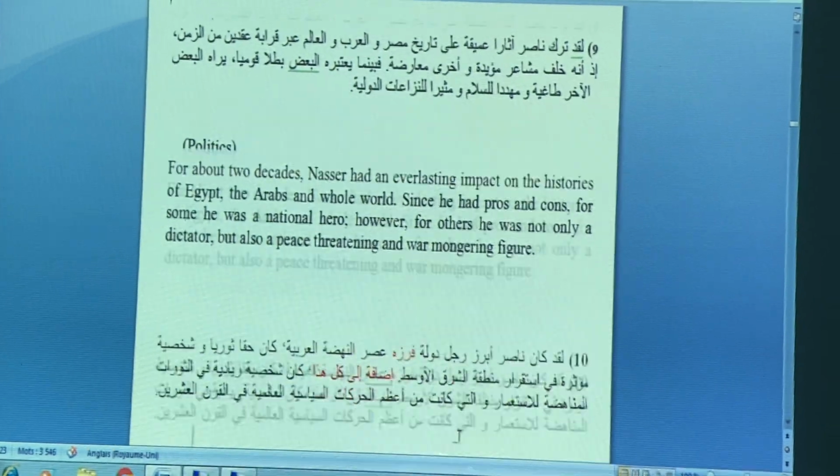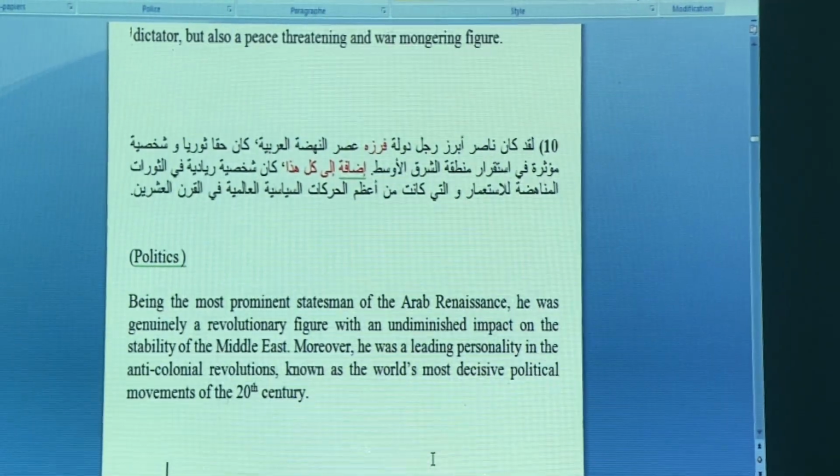We'll go on. This, again, is taken from the same source, same text.